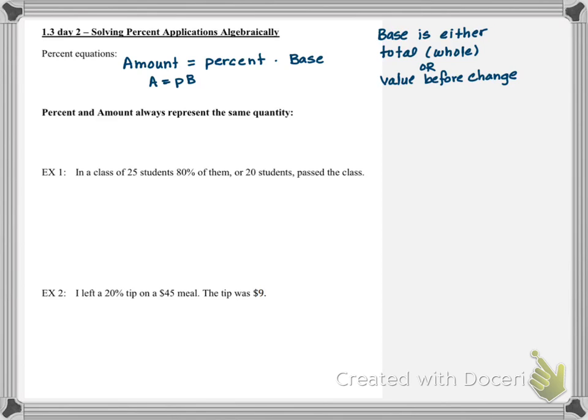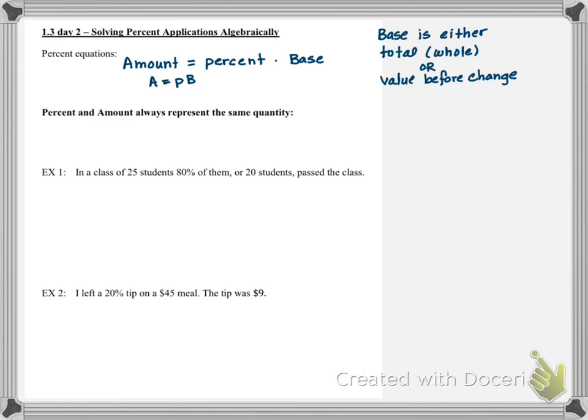So the amount represents that quantity in a set number of people or dollars or whatever you're measuring things by, whereas the percent is just a ratio out of 100, but they're always representing the same quantity. So for these first couple of examples, all the numbers are given, and we're just going to look at what the setup looks like, how we're going to label things and use the equation, and see how that percent and amount represent the same quantity.